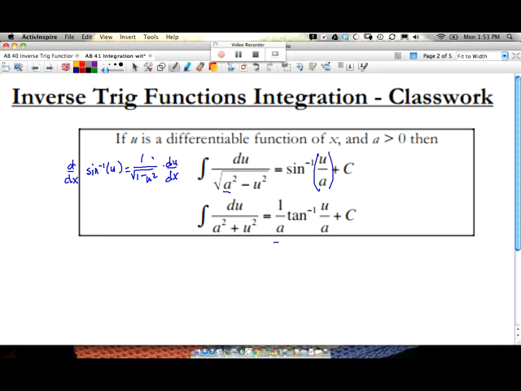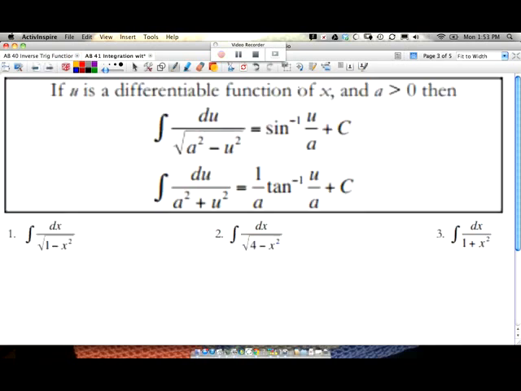Similarly for tan, we'll have this one. Now, the one that we're really not thinking about a whole lot, it does show up, but not nearly as much as these, would be the one where we have du over u squared minus a squared, like that. And how do we deal with that? That's just another one. But these two are the most common that we will see, and we're going to come back to this quite a bit. So let's just look at some examples.